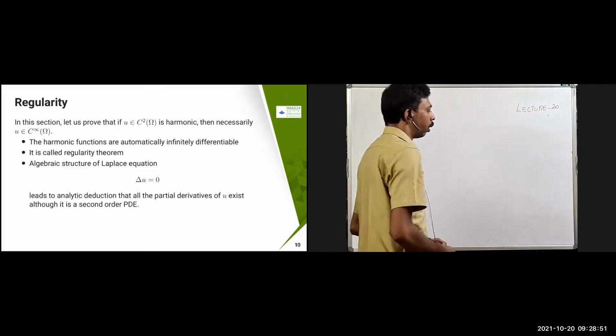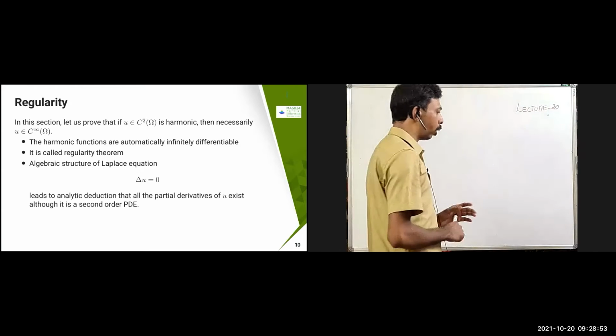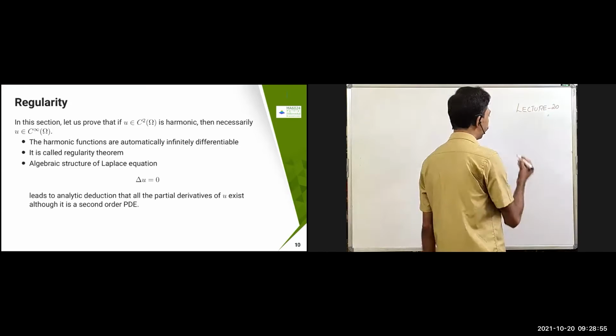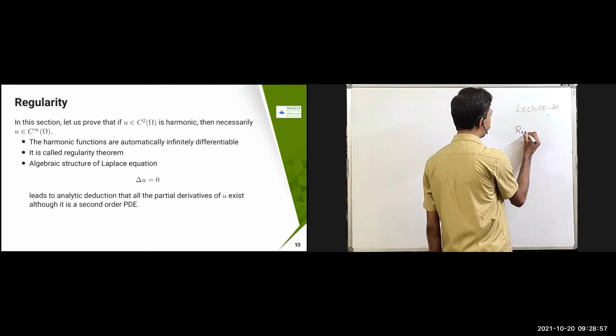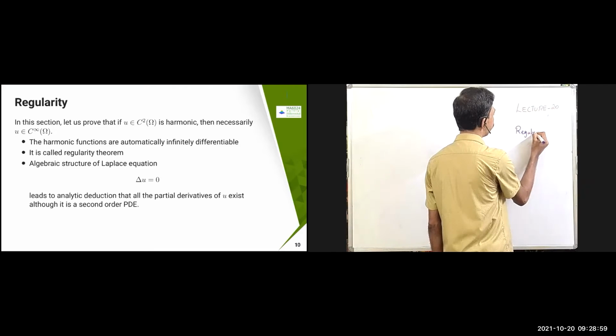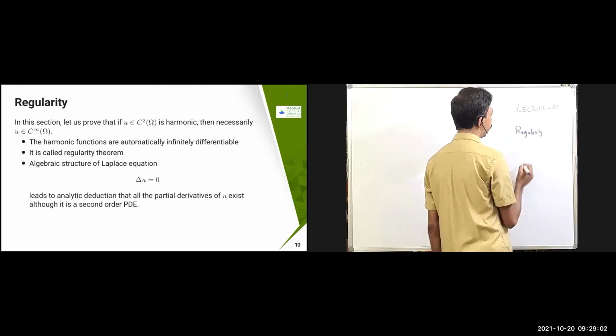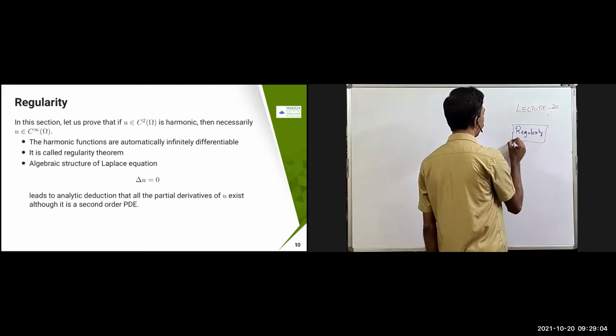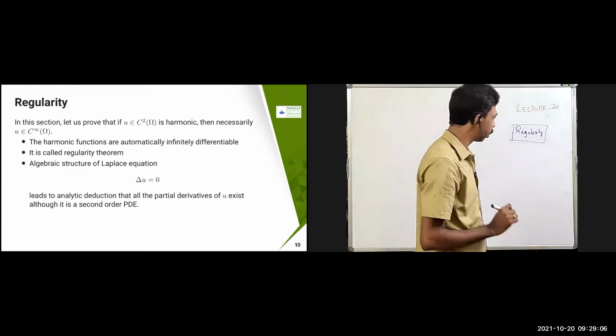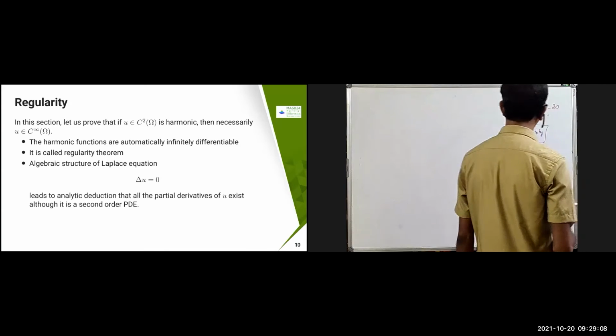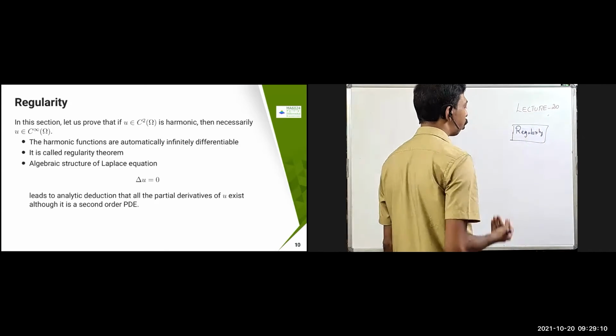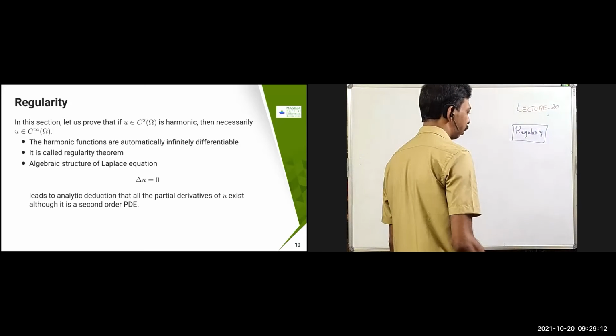Now what we are going to prove is about regularity, which is one of the important concepts in PDE, because using that only, many of the important results like boundedness are going to come. So that is one of the important things.